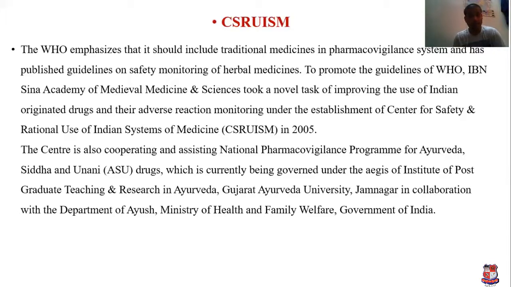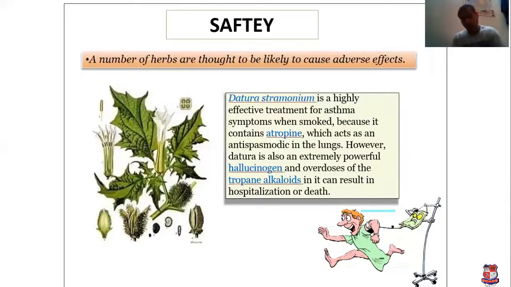The center is also cooperating and assisting the National Pharmacovigilance Program for Ayurveda, Siddha and Unani drugs, which is currently being governed under the aegis of the Institute of Postgraduate Teaching and Research in Ayurveda, Gujarat Ayurveda University, Jamnagar, in collaboration with the Department of Ayush, Ministry of Health and Family Welfare, Government of India, and is also working on the issue of drugs for the development of safety and rational use of medicines. So it is regarding that matter.